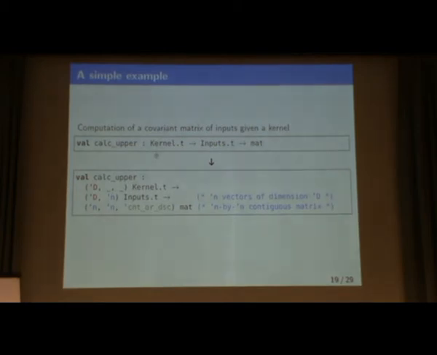So for example, here is a function calc_upper. I'm not going into the details of machine learning theory, but it takes these two arguments and returns a matrix. If you give the size information, then the function can be typed like this by representing the size constraints of each argument.